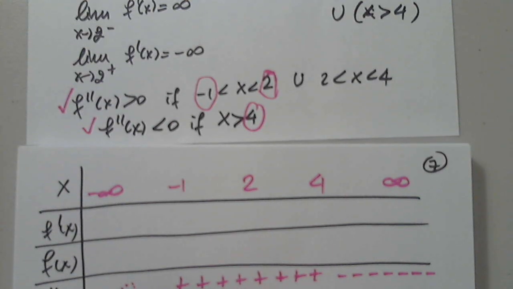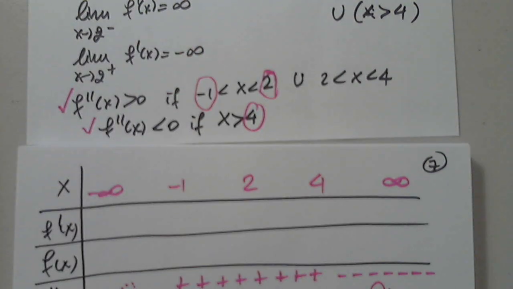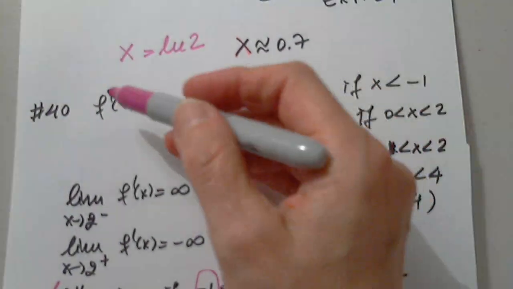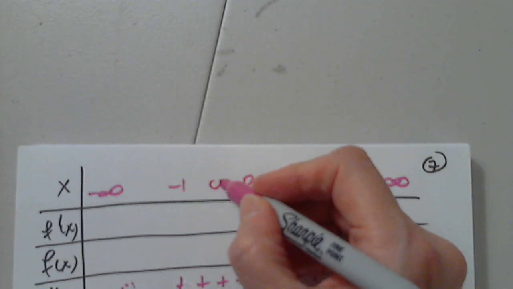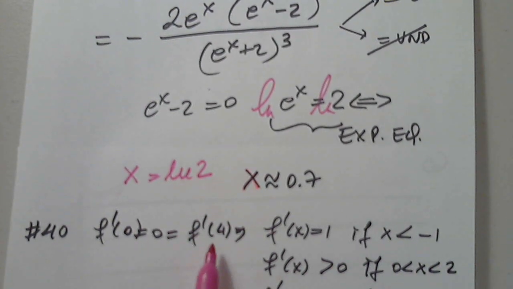So this is clearly opening upward, and this is clearly opening downward. And these two are done. Okay, I'm going to look now at the first derivative. The first derivative is 0, so I also have 0 here. The first derivative at 0 is 0, and so is the first derivative at 4.